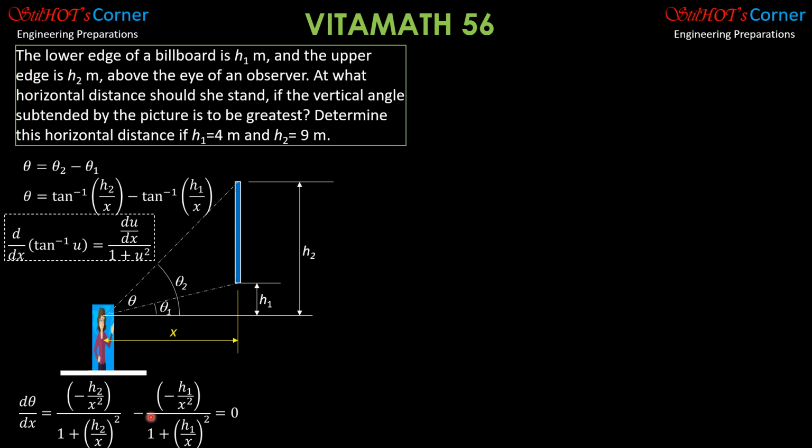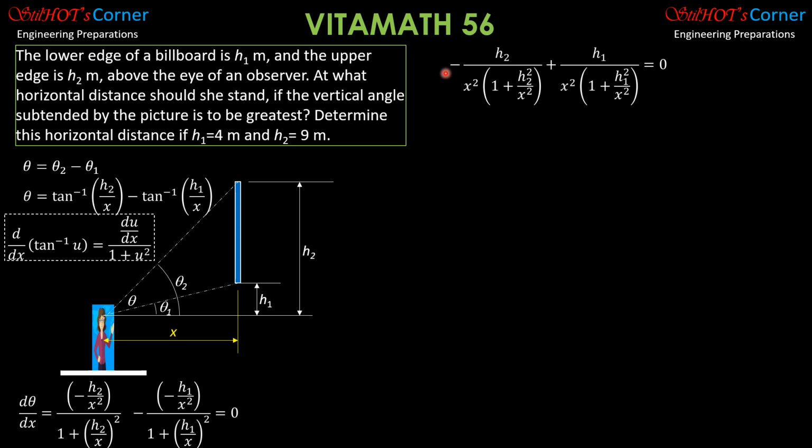So this is a positive term because we have negative negative. So we write this as negative h2 over x squared times this quantity here, which is 1 plus h2 squared over x squared. So negative h2 over x squared times quantity 1 plus h2 squared over x squared, then plus h1 over x squared times quantity 1 plus h1 squared over x squared equals 0.